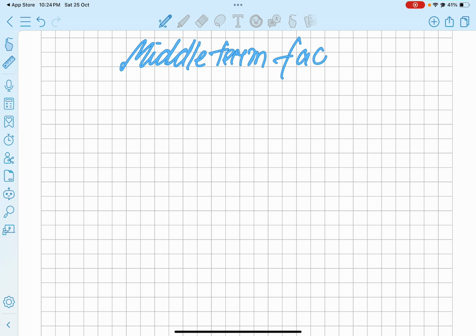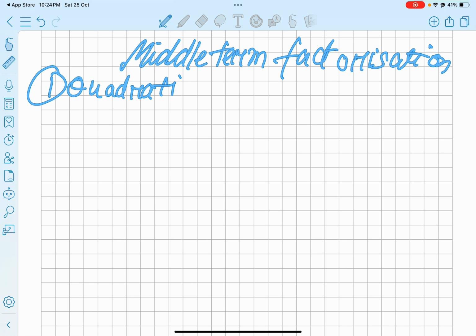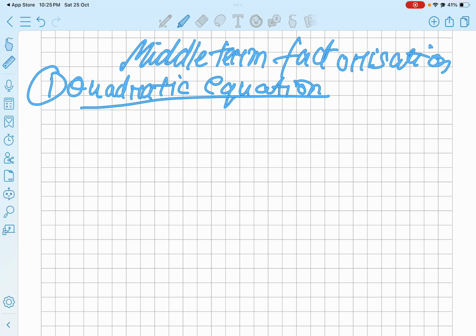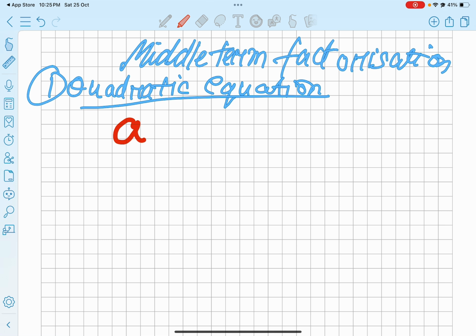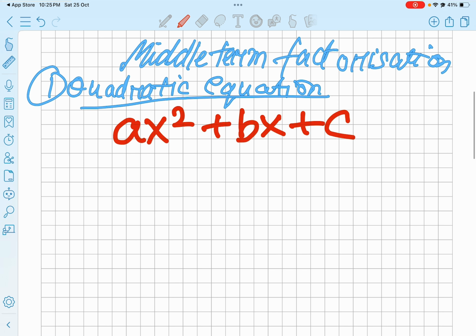Now, if we have to understand middle term factorization just in 5 to 6 minutes, first we have to know that middle term factorization finds its origin from something called the quadratic equation. Now, what is the quadratic equation? Heavy terms, but it has a meaning. Quadratic equation always exists in a particular format. What is the format? The format is ax square plus bx plus c. This is what we call a quadratic equation format.